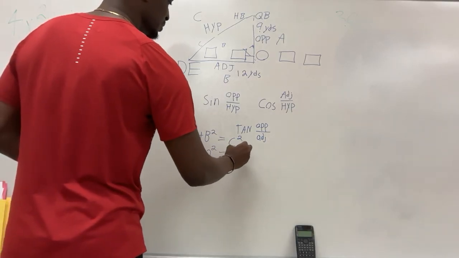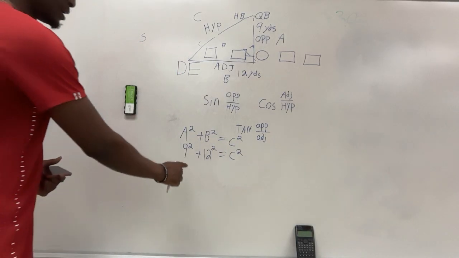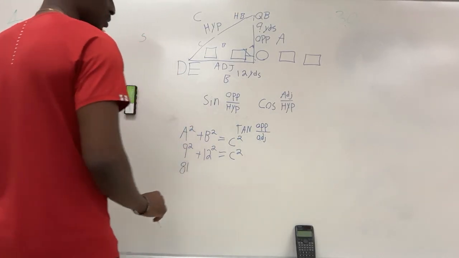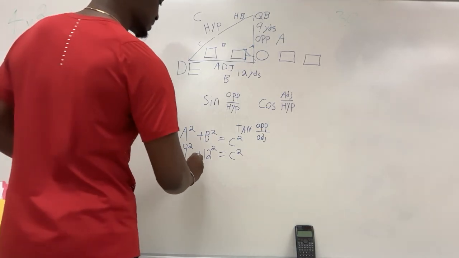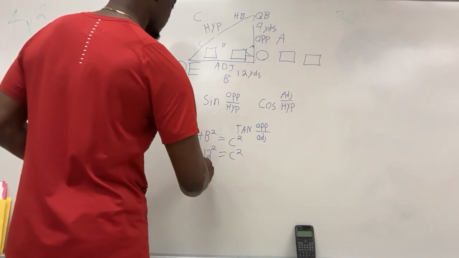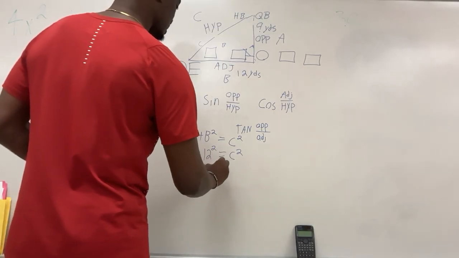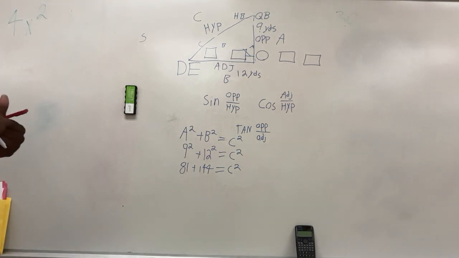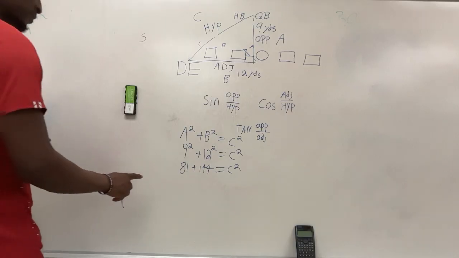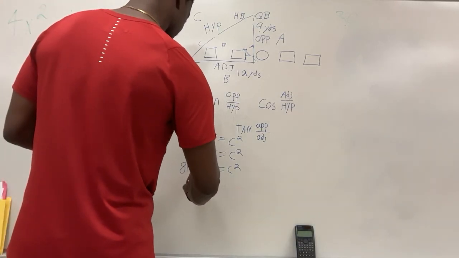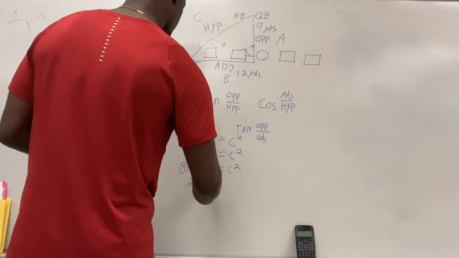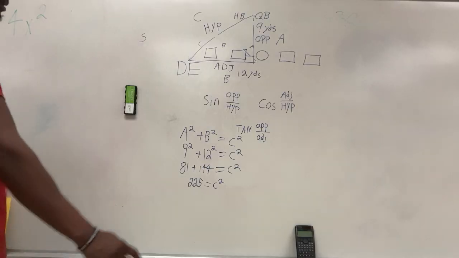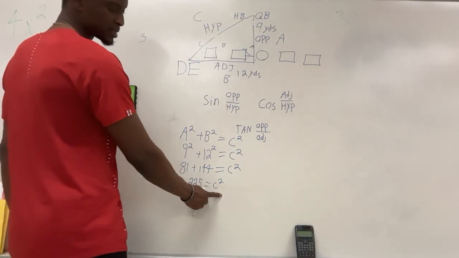And then our direct pursuit is what we're looking for. 9 times 9, 9 raised to the second power, 81. 12 times 12, 12 raised to the second power, 144. Let's go ahead and calculate 81 and 144. I believe that's 225? Perfect. 225 is now equal to C squared.